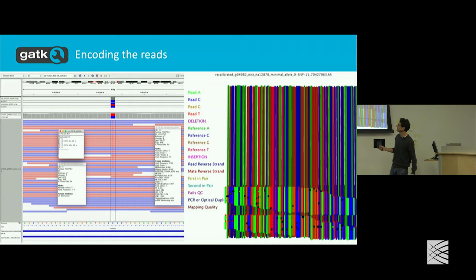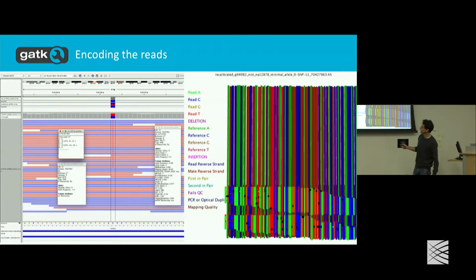So here's an IGV screenshot of a heterozygous SNP. Here you see in red the T's, and here the reference was a C. And there's a lot of other information in IGV that's available. So the different color of the reads shows their strand. You can see where on the reads, and each base in each read has a quality that the sequencer emitted.